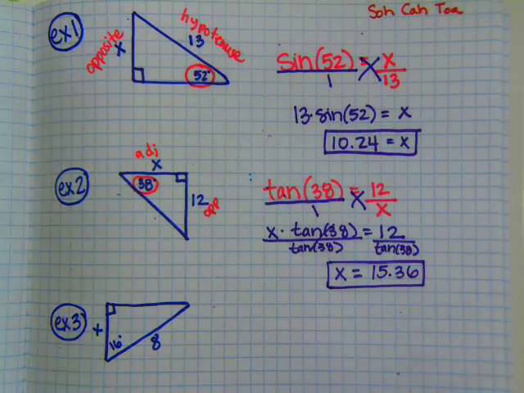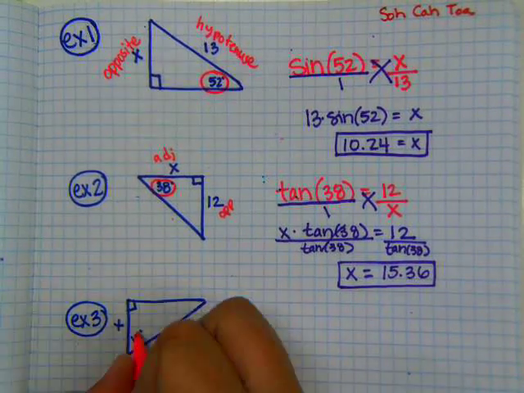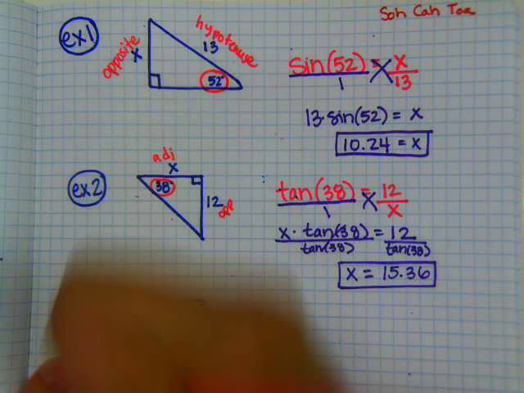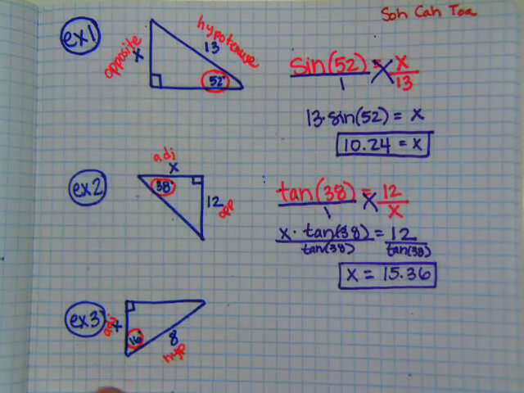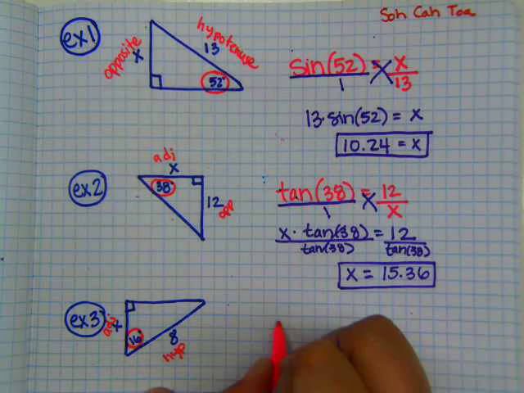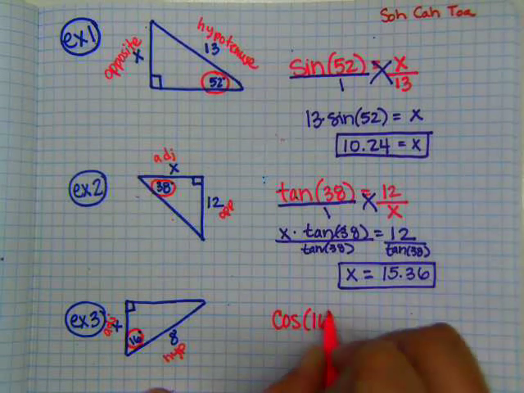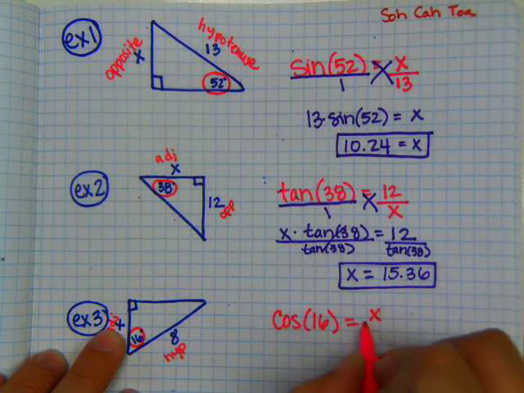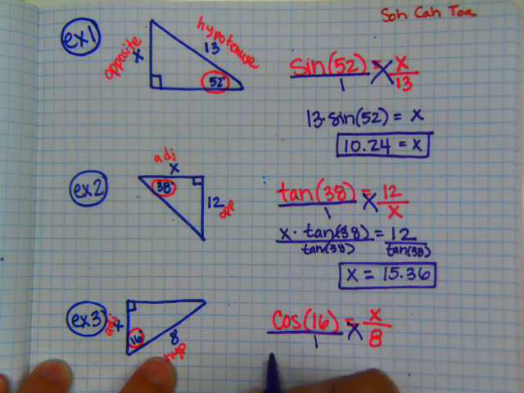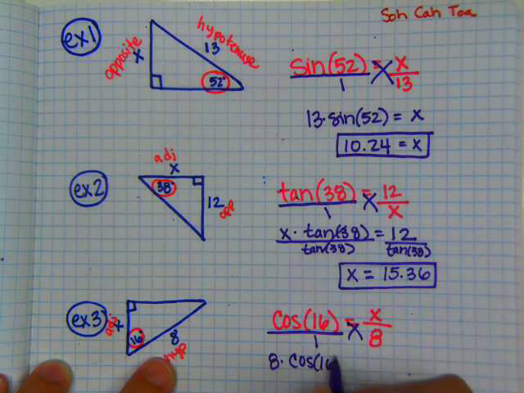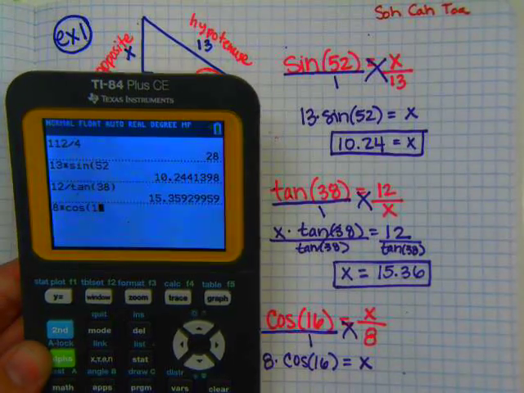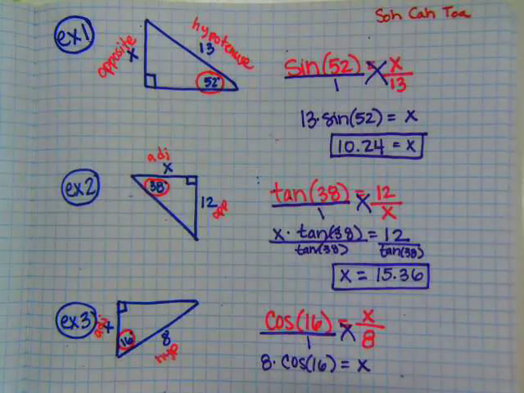Okay. And for example 3, we have a 16-degree angle. We know 8 is the hypotenuse because it's across from the right angle. And then x is going to be adjacent because it's right next to that 16. Going up here, which one uses the a and the h, the adjacent and hypotenuse? Cosine. So this is going to be the cosine of 16 equals adjacent x over the hypotenuse, which is 8. Again, we cross multiply, and we get 8 times the cosine of 16 equals x. Let's put that in our calculator. 7.69.